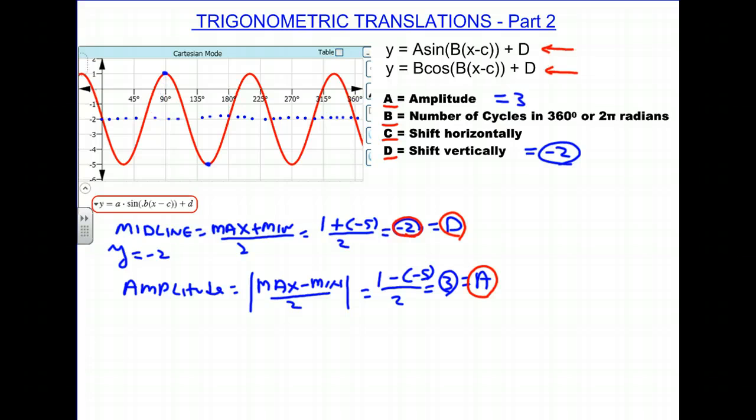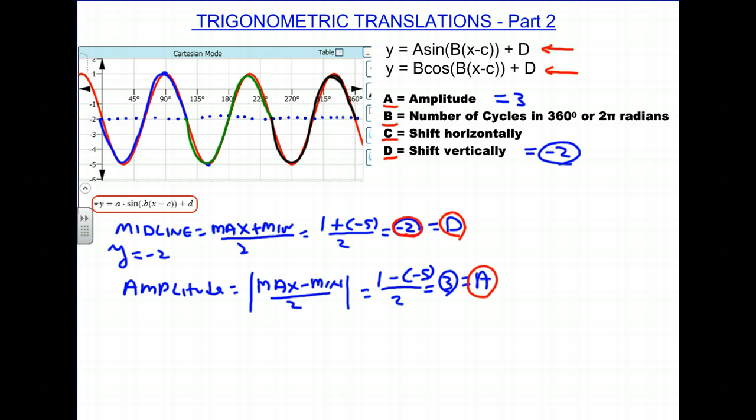The next step is to find the number of cycles in 360 degrees. So let's see if we can figure that out. Starting at the midline, we have 1 full cycle, and we come back to the midline, decreasing before it starts repeating itself. So that's 1 full cycle. Here's a second full cycle. And let's trace out a third full cycle. You notice that it took 3 full cycles to get to 360 degrees.